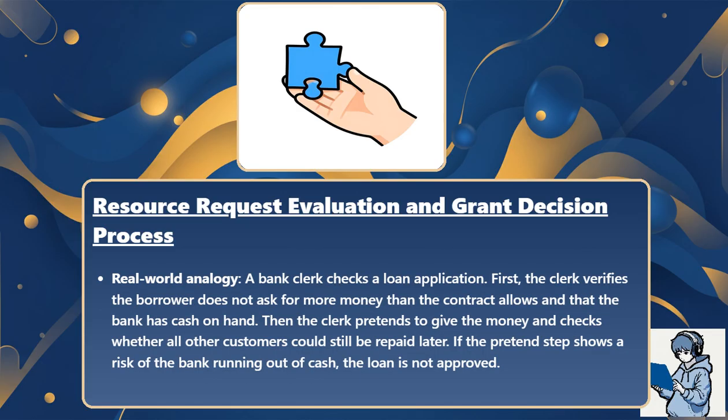Real-world analogy: a bank clerk checks a loan application. First, the clerk verifies the borrower does not ask for more money than the contract allows, and that the bank has cash on hand. Then the clerk pretends to give the money and checks whether all other customers could still be repaid later. If the pretend step shows a risk of the bank running out of cash, the loan is not approved.